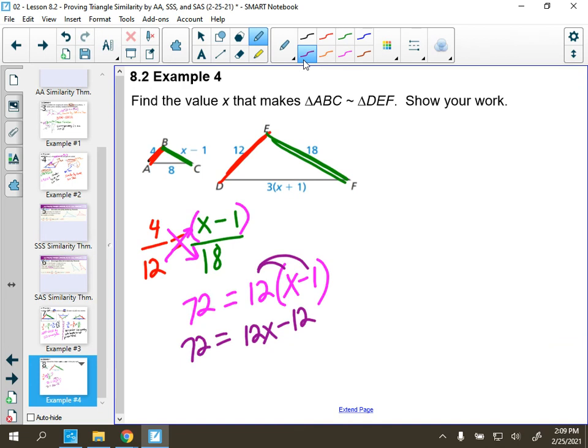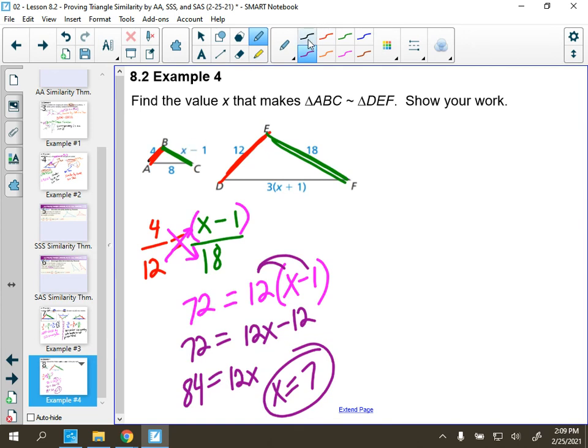So add 12 to both sides. I'm getting tight on space here, so we'll go 84. I've added 12 to both sides, and then we'll divide by 12 to get x equals 7. So I like that x value. I think that's okay. The cool part here is that there's a couple different x's.